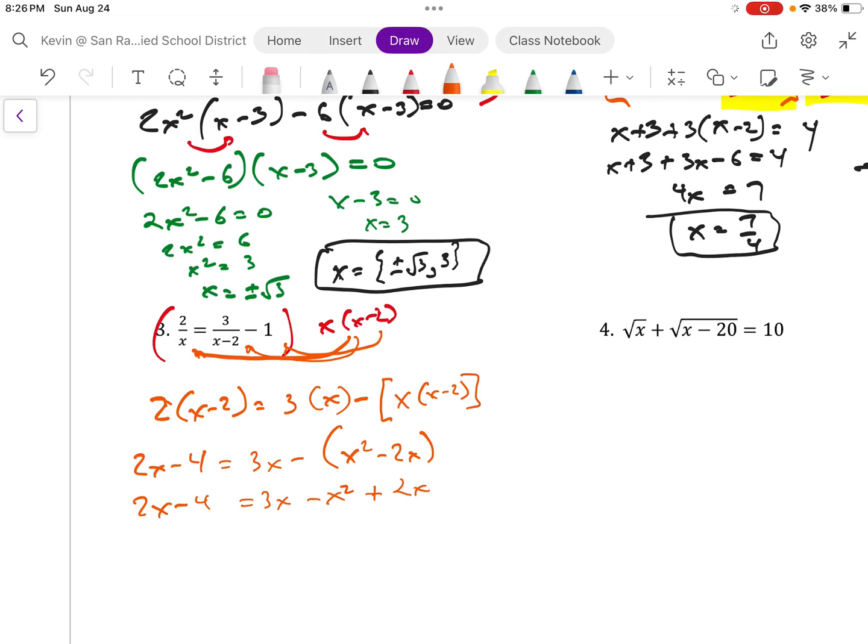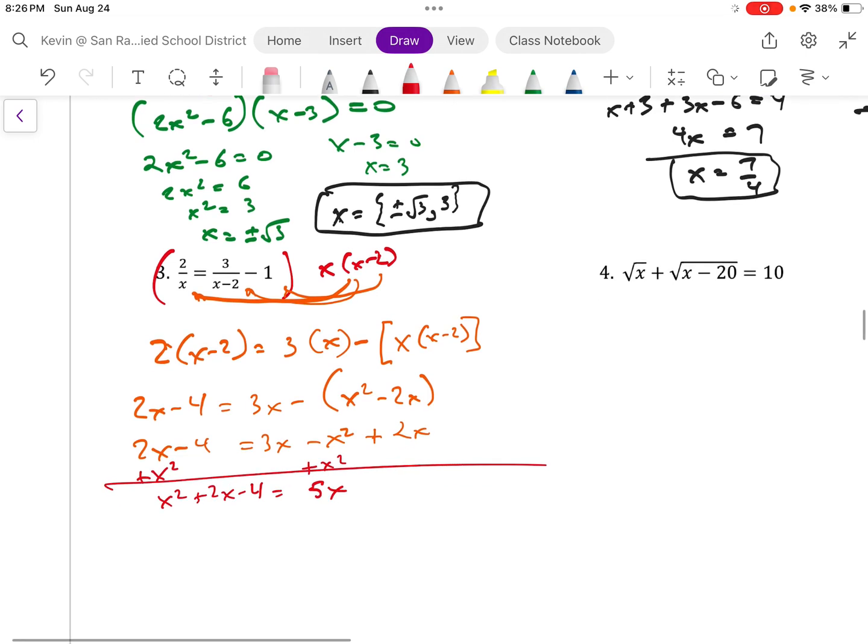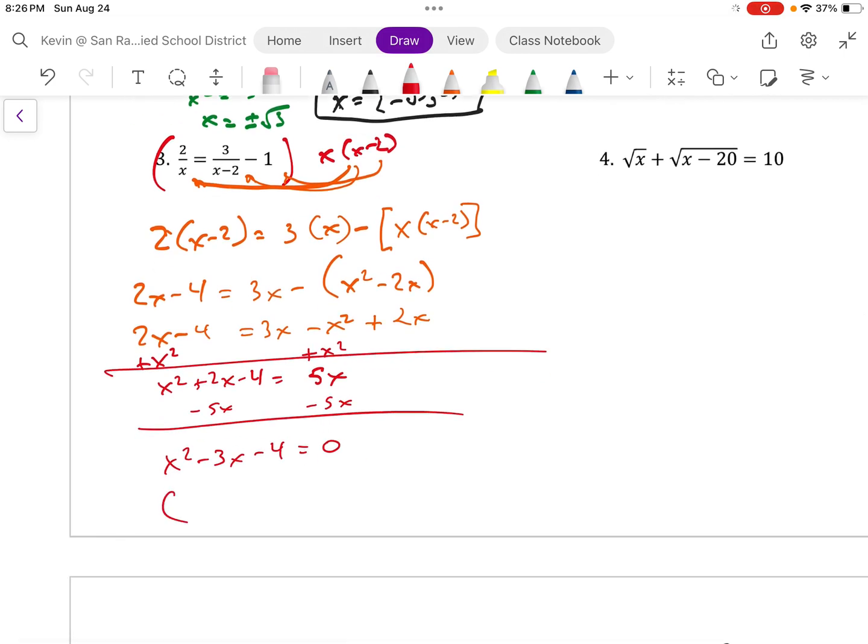Okay, I'm going to start moving things around. I'm going to add x squared to both sides. That way I'm dealing with a positive x squared. So x squared plus 2x minus 4 equals 5x. So now we're going to subtract 5x from both sides. x squared minus 3x minus 4 equals 0.